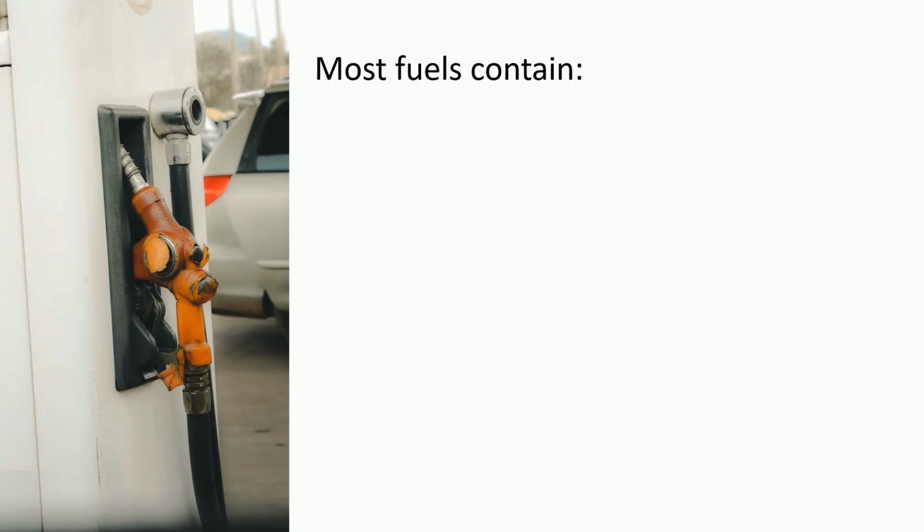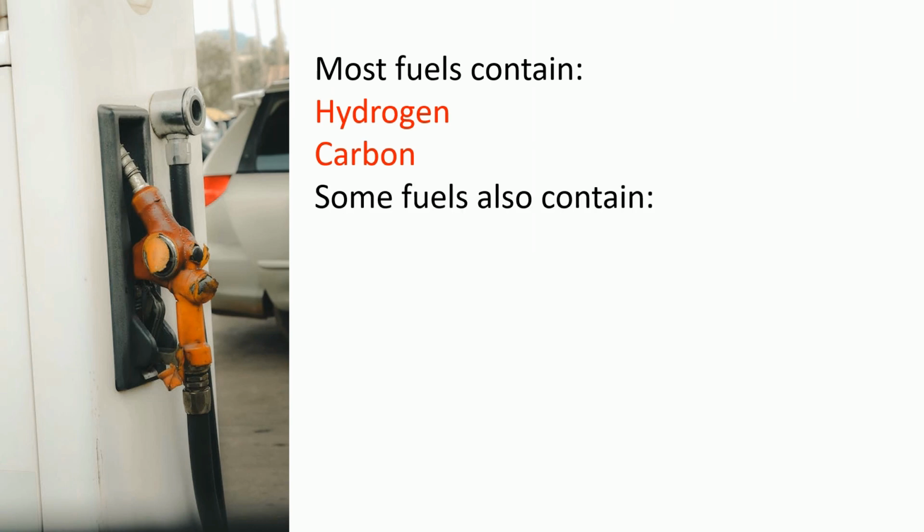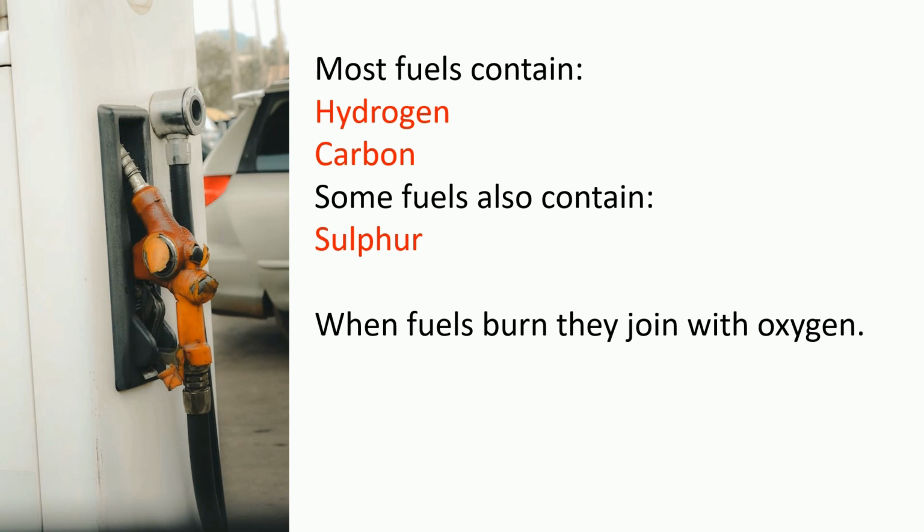So most fuels contain hydrogen and carbon because they often contain a lot of alkanes and other hydrocarbon molecules. And some fuels also contain sulfur as an impurity. It's something that we don't need in the fuel. And when fuels burn, they join with oxygen, so we call this an oxidation reaction. You could also call it an exothermic reaction, as it will be a chemical reaction releasing and giving out heat energy to the surroundings.